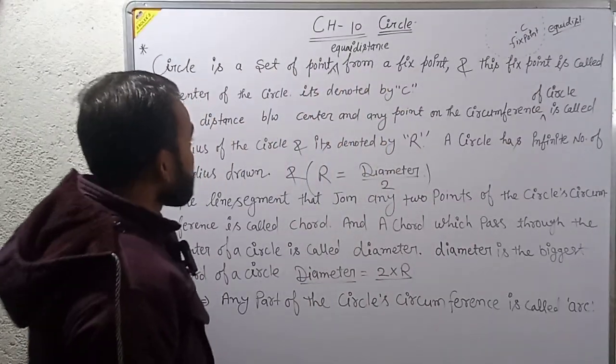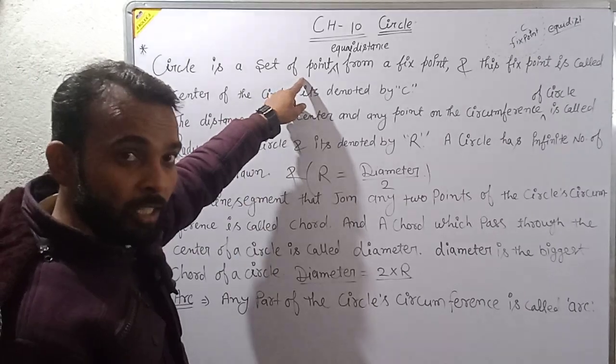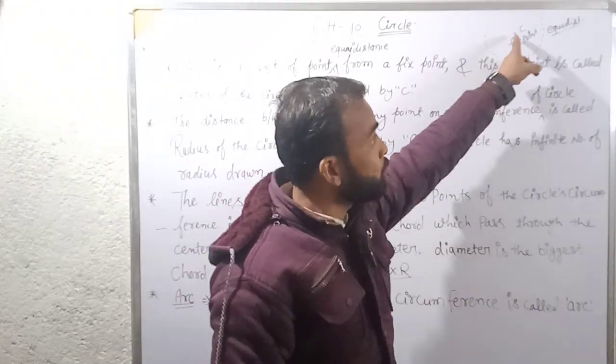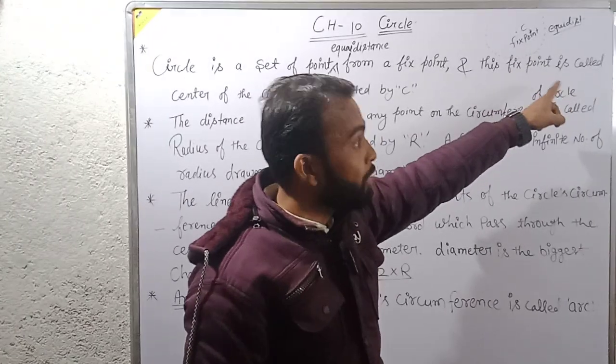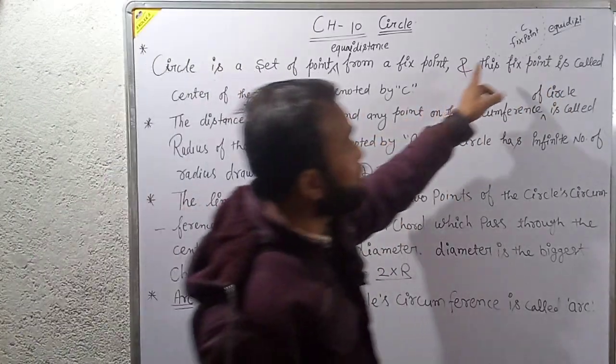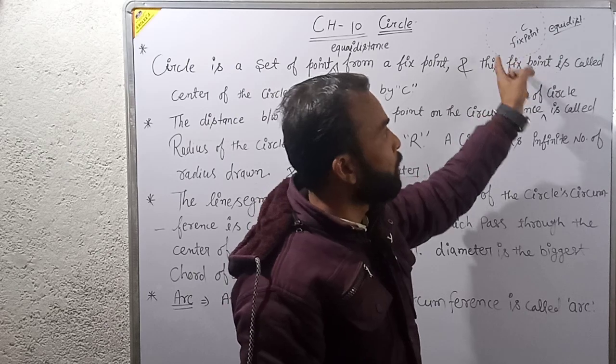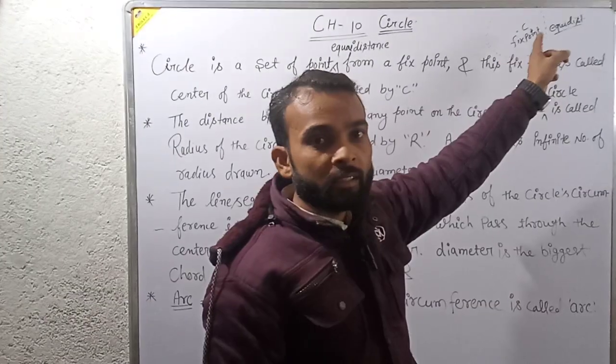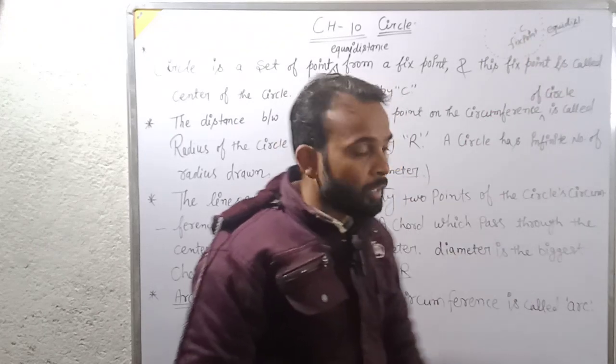Again, a circle is a set of points equidistant from a fixed point, and this fixed point is called the center of the circle, and this boundary formed by the set of points is called the circumference of the circle. Clear?